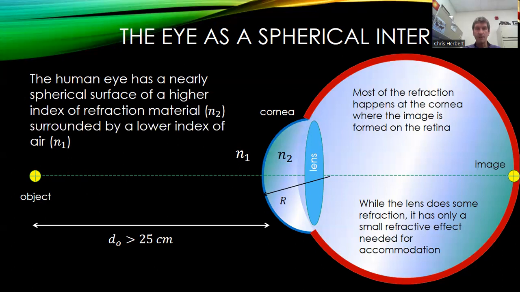So again, that is the eye as a spherical interface. And yes, the lens has a slightly higher index of refraction than the surrounding material, but it's not all that much higher. The lens is just there to change from near and far vision.